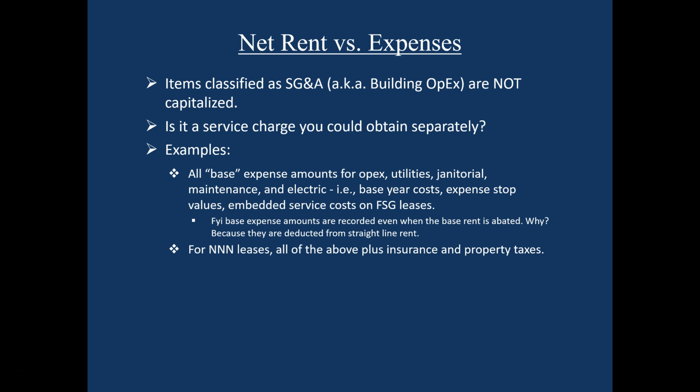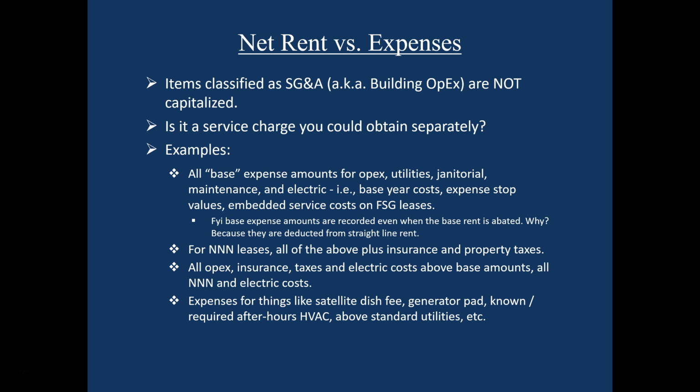For triple net leases, everything above plus insurance and property taxes are considered an expense. All operating expense, insurance, taxes, and electric costs above base amounts, and all triple net and electric costs. Expenses for things like satellite dish fee, HVAC, and above standard utilities. And finally, costs used for reserved and unreserved parking. These are all examples of items that are generally classified as an expense and therefore not capitalized.